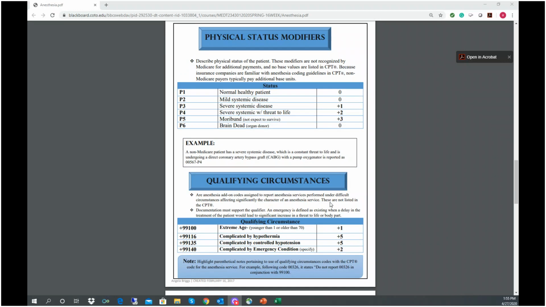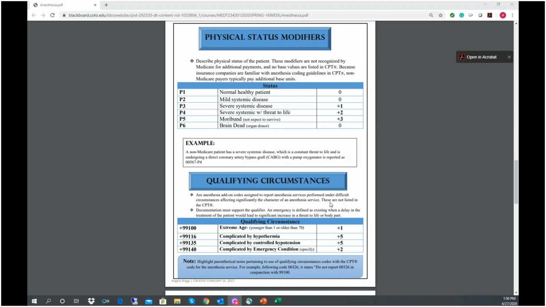Qualifying circumstances. These are the additional things that tell us a little bit more information about the patient, and they are listed in the anesthesia guidelines. They are add-on anesthesia codes assigned to report anesthesia services performed under difficult circumstances affecting significantly the character of anesthesia service. They are not listed in the CPT.